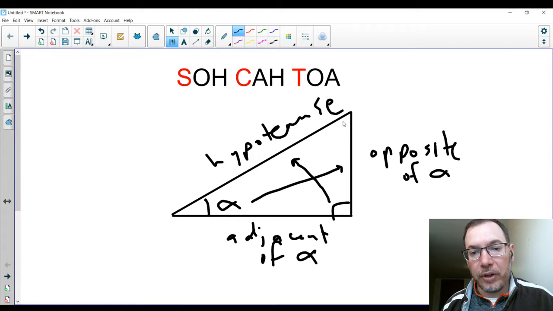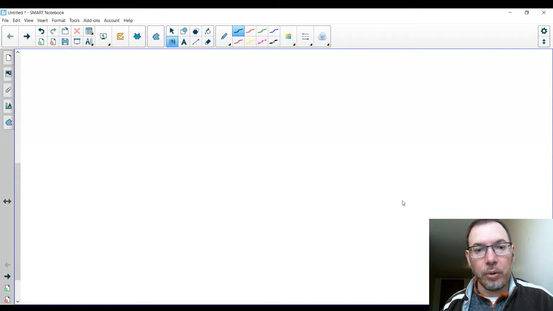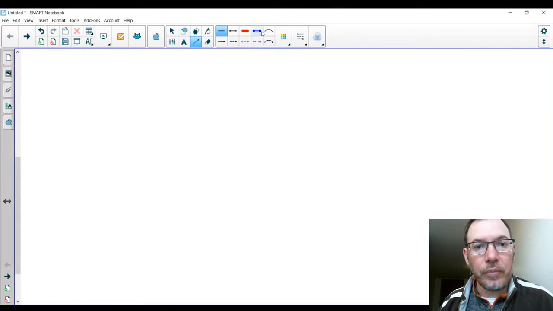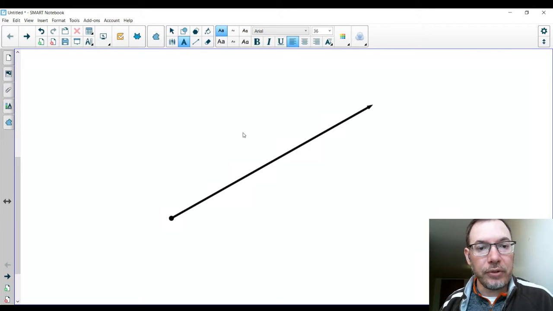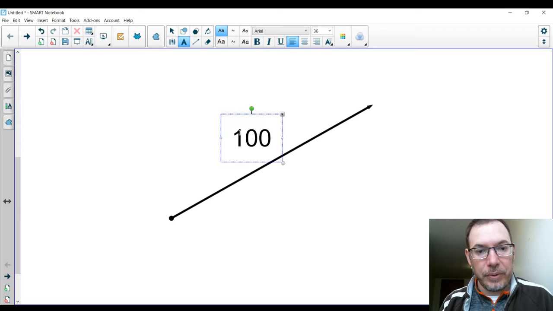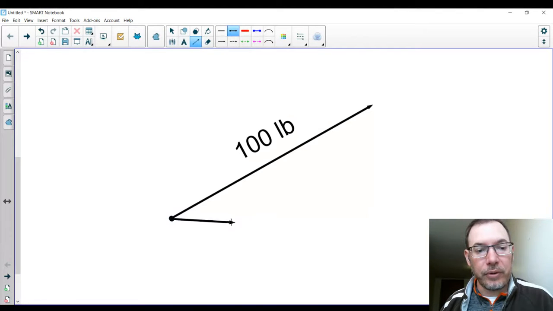When we talked about it as a vector, we said, okay, we've got this vector, and that vector is our force. So let's draw that in here real quick. If I gave you a vector and said it was going off at this angle, and we knew the force of that was, let's say, 100 pounds, and we know which angle it was acting at, we'll draw in our reference here. This is just a reference side.